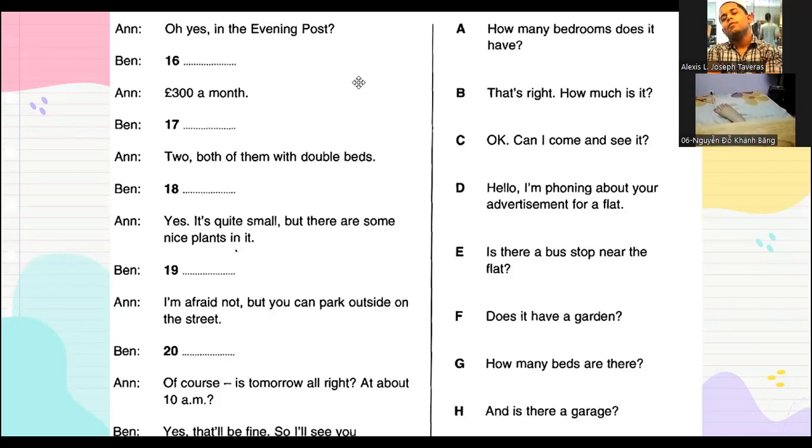18. Does it have a garden? Okay. Yes, it's quite small, but there are some nice plants in it. 19. Is there a garage? I'm afraid not, but you can park outside on the street.